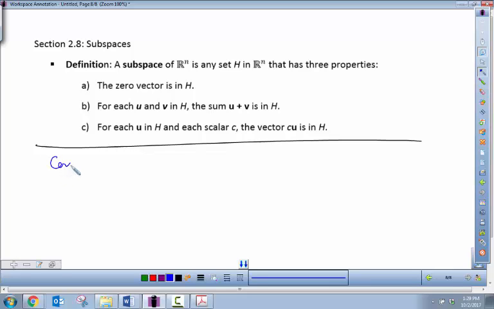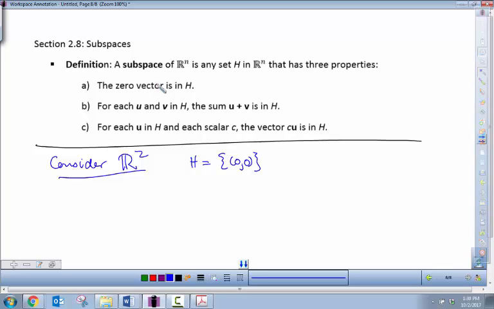So the set is like more than one thing. Or it could be one thing. Yeah. So let's consider R2. Let's let H equal just a 0 vector. Is this a subspace?